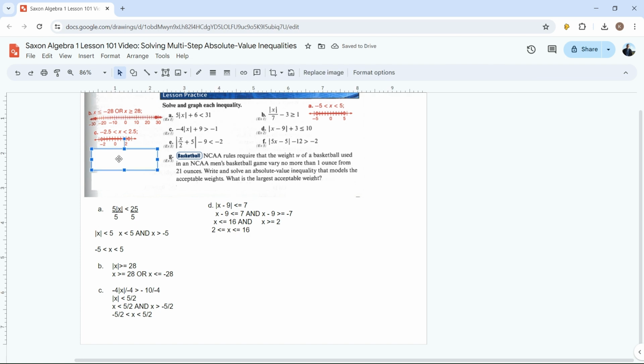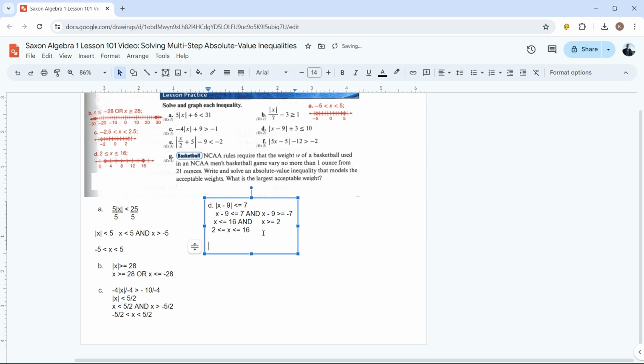Let's just double check to make sure that I did that one right. 2 less than or equal to x, less than or equal to 16. Notice the closed circles at 2 and 16, and then we shade in between. All right, on to letter E.